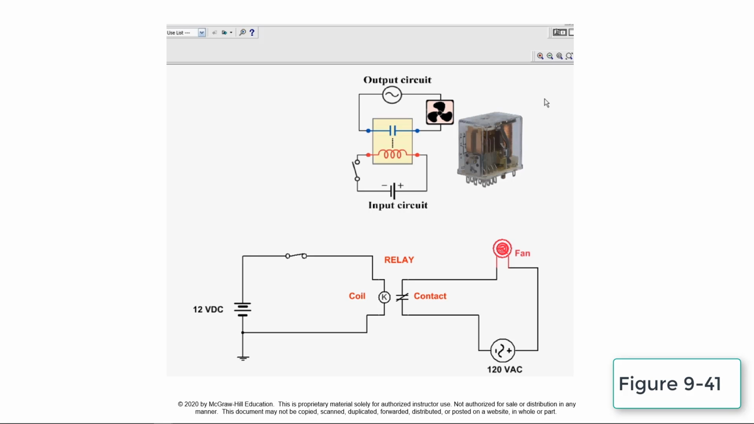When the switch is closed, the relay coil is energized, closing its normally open contact to turn the fan on. The fan will remain on as long as the switch is closed and the coil is energized. When the switch is open, the coil is de-energized to return the contact to its normally open position and turn the fan off.